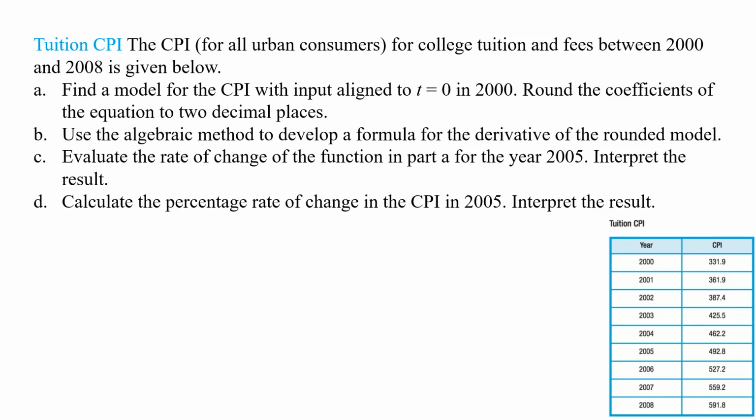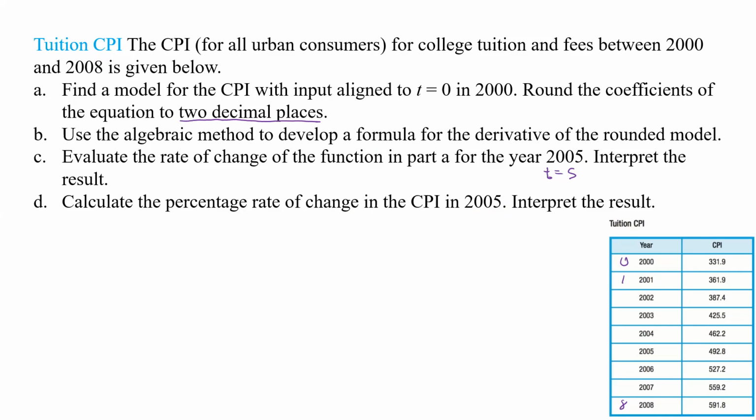Okay. Now we need to find a model for the CPI with the aligned input of t equals 0 in 2000. So this is 0, 1, and so on, all the way down to 8. Okay. Round the coefficients of our equation to 2 decimal places. So that's a key. We only want 2 decimal places in our equation. And then we use the algebraic method to develop a formula for the derivative of the rounded model, evaluate the rate of change of the function in part A for the year 2005. So basically when you want to have t equals 5, and then interpret that result, and then calculate the percentage rate of change in CPI in 2005 and interpret our result there.